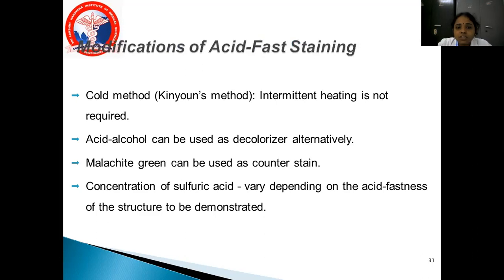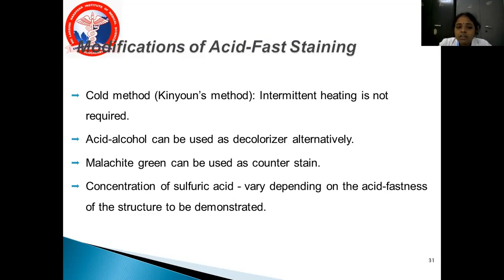The modification of the acid-fast staining is the cold method, that is Kinyoun's method. In the cold method, intermittent heat is not required. Acid alcohol can be used as an alternative decolorizer. Malachite green can be used as a counterstain.